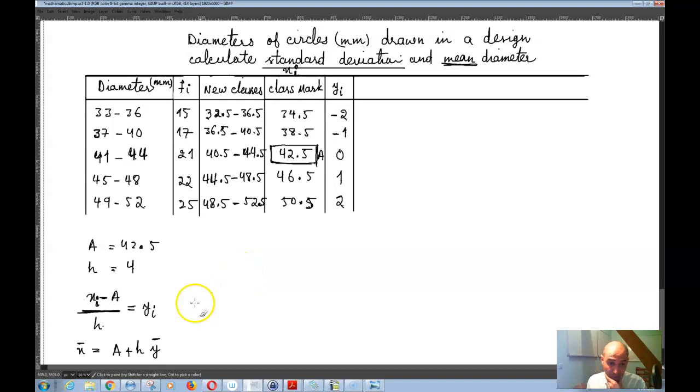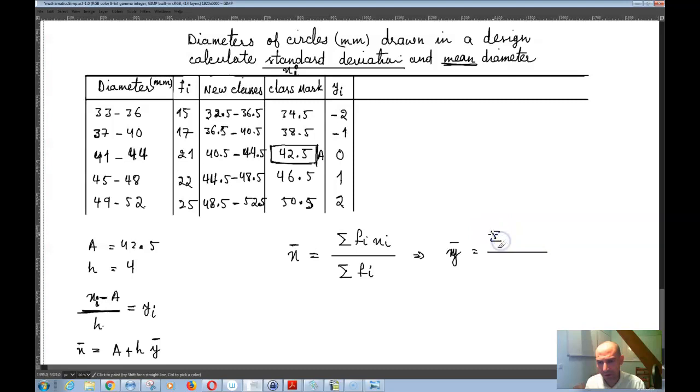So that means that first, based on the y of i that I have here, if I calculate y bar, then based on that I can calculate x bar. Normally, x bar is equal to sigma f of i x of i over sigma f of i. And based on that, y bar is equal to sigma f of i y of i divided by sigma f of i.